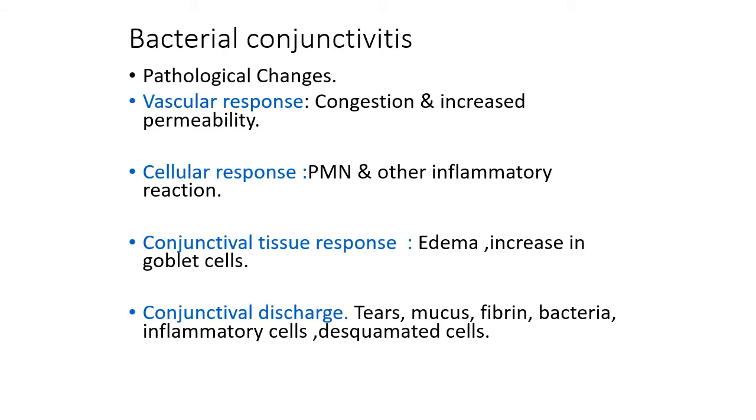Bacterial conjunctivitis, what is the pathology? The pathological changes are vascular response, cellular response, conjunctival tissue response and conjunctival discharge. In vascular response, you have congestion and increased permeability of the vessels. So conjunctival vessels are permeable. There is a proliferation of capillaries also.